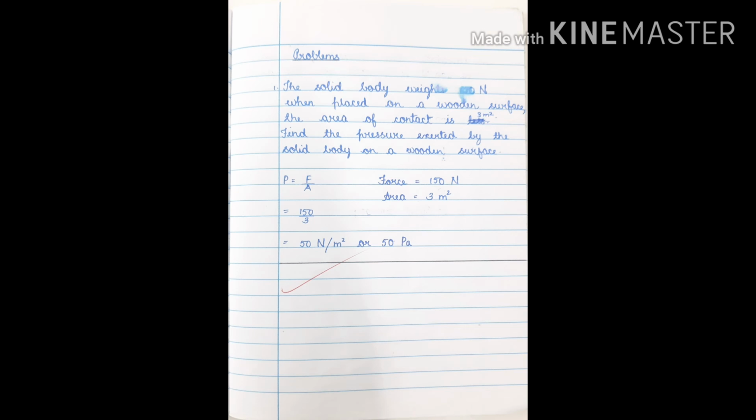Problems. First question. A solid body weighs 150 Newton when placed on a wooden surface. The area of contact is 3 meters square. Find the pressure exerted by the solid body on the wooden surface. P is equal to F by A. Force is equal to 150 Newton. Area is equal to 3 meters square. P is equal to 150 divided by 3, which is equal to 50 Newton per meter square or 50 Pascal.